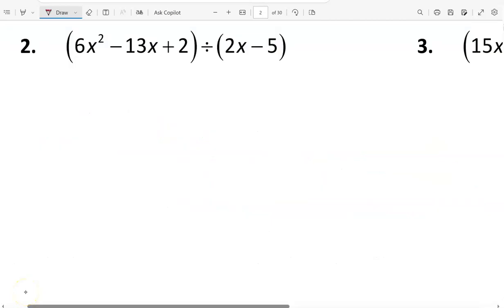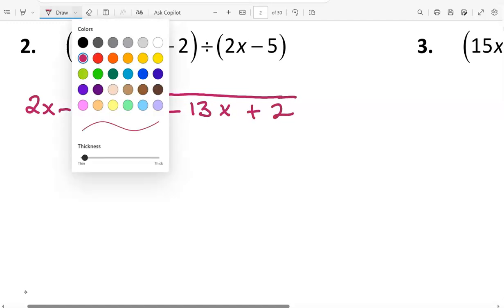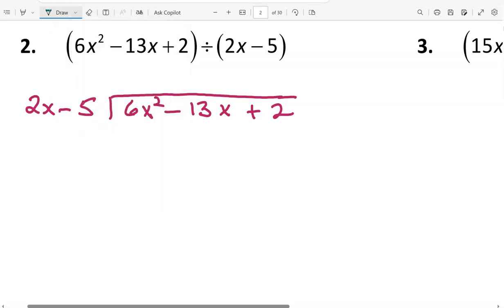In number 2, we're performing a polynomial long division, which means that the divisor goes outside of the box on the left side, and then the long division symbol, and 6x squared minus 13x plus 2 goes inside of the division box. Alright, so what I'm going to do is start with the first term divided by the first term.